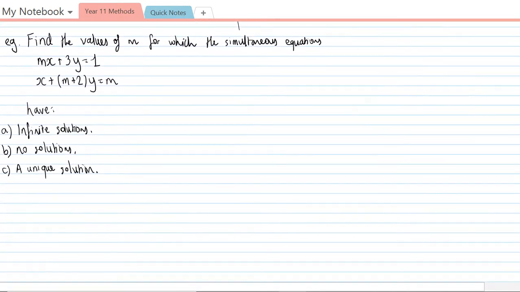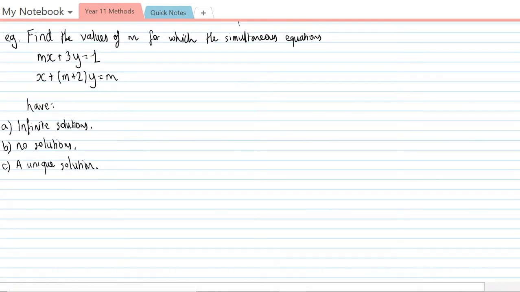So find the values of m for which the simultaneous equations mx plus 3y equals 1 and x plus (m plus 2)y equals m have infinite solutions, no solutions, and a unique solution. I'm going to go through this in two different ways. First I'm going to show you the algebraic way that we've looked at in detail so far. And then I'll show you another method using matrices, which I would usually prefer. I just find it to be a little bit nicer.